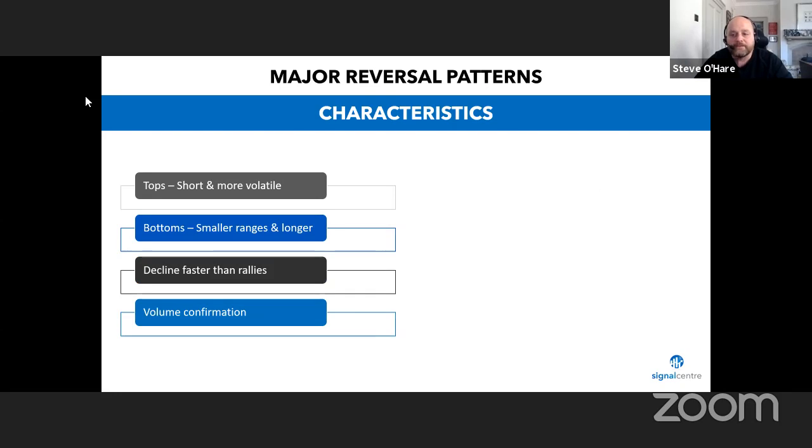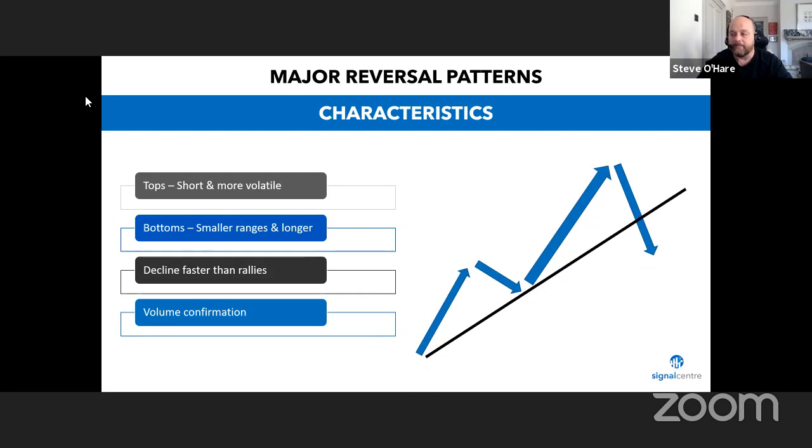The main characteristics of all these are that tops are shorter and more volatile, while bottoms have smaller ranges and take longer to play out. Declines occur faster than rallies, as we've seen over recent days in particular. And volume confirmation can be quite key in finding the best reversal patterns.